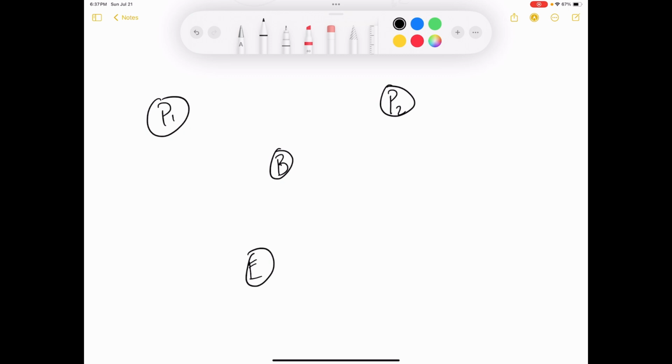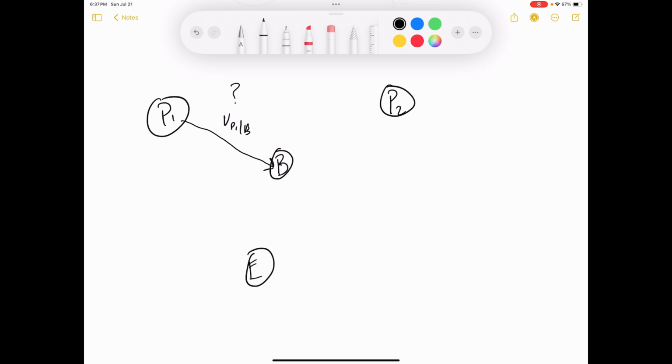Okay, so maybe the initial sketch is: I'd like to find out the velocity of P1 relative to the ball. I don't know this, so I'm going to put a question mark here, meaning I don't know what it is.